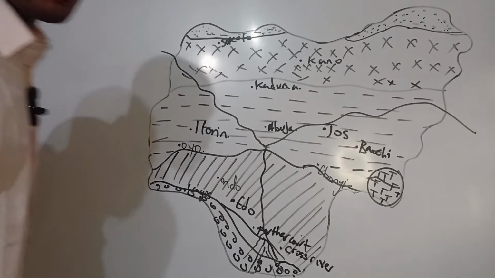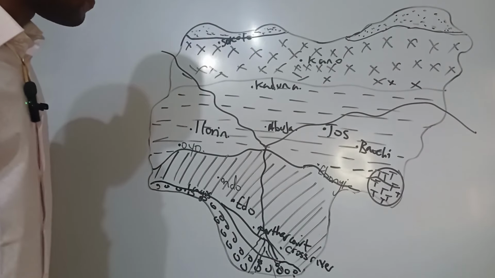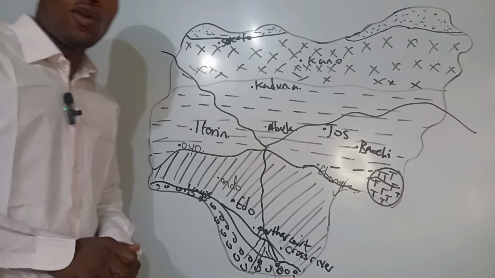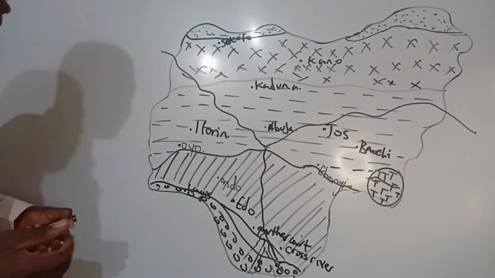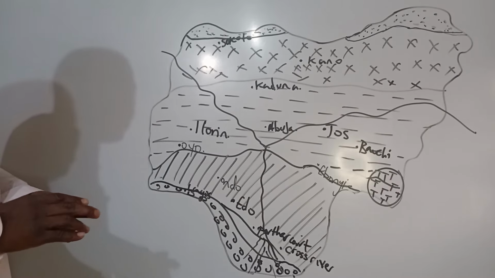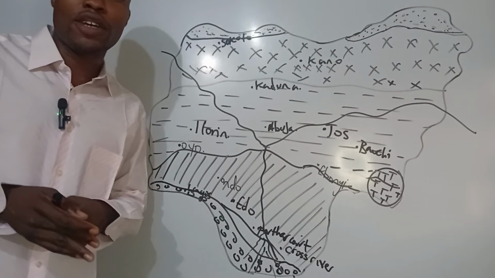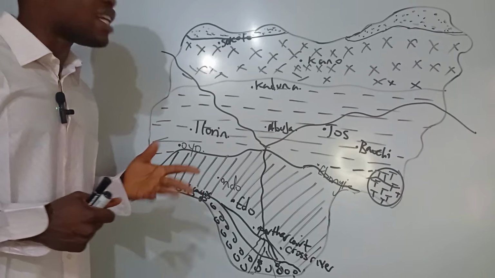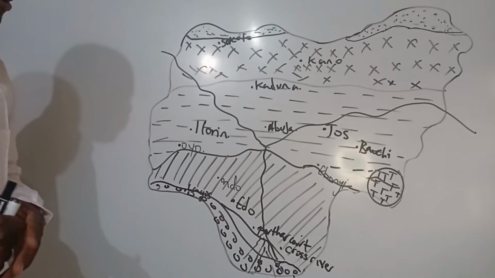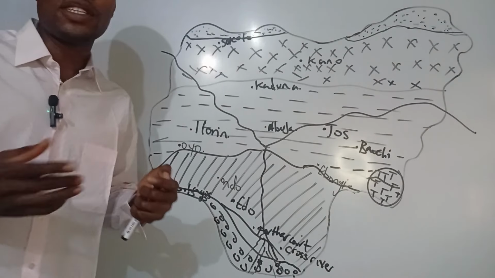All right, guys. Let's quickly talk about the major biomes found in Nigeria, or what we call the major vegetations we find in Nigeria. Okay. Nigeria is a small country, actually the largest black nation in Africa, and it has about six vegetations or six biotic communities. So six different types of vegetation.